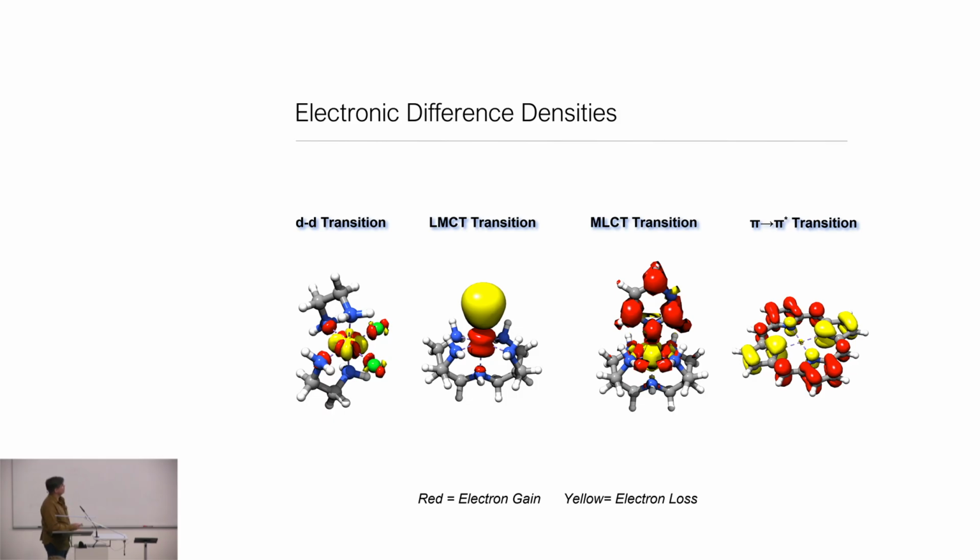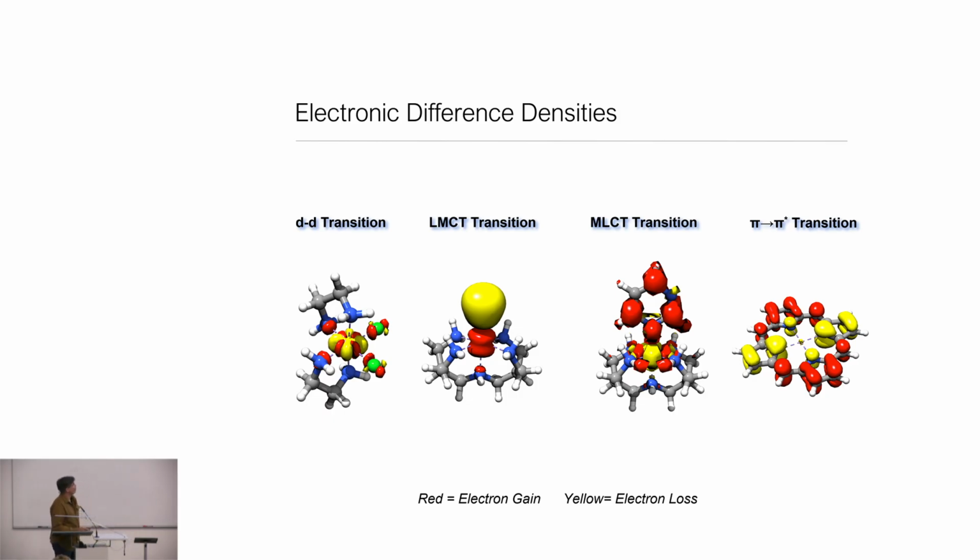And in a ligand-to-ligand, or intra-ligand, excitation, you see that all of the electron density changes are happening at the ligand. So that is something that is a nice visual. And in a moment I will explain to you the difference between an electronic difference density and a transition density, because I think that's very important.